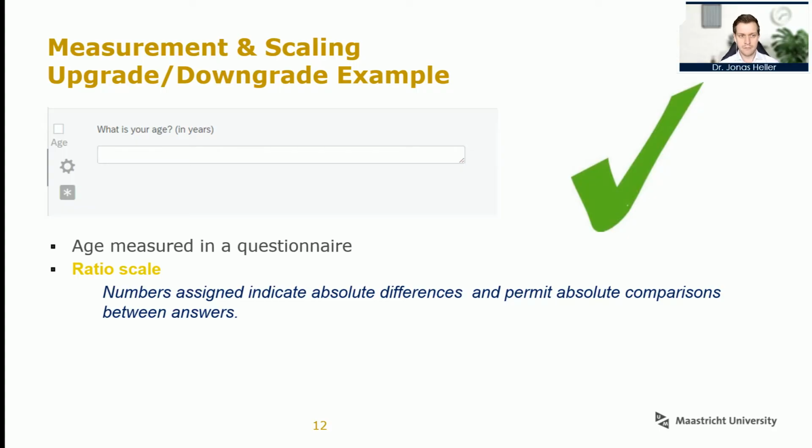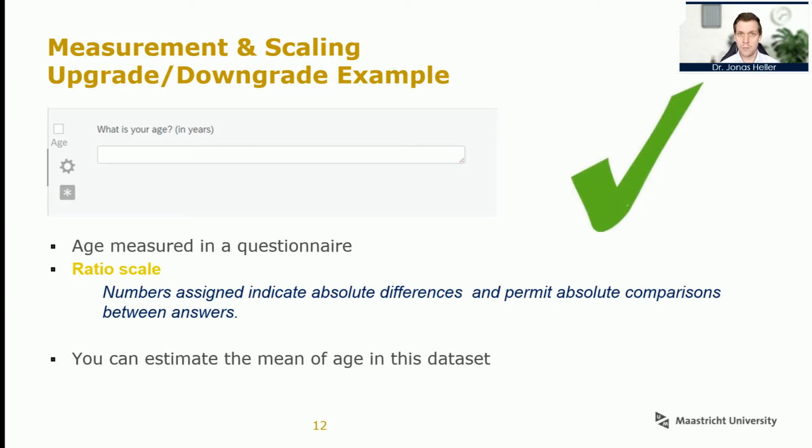You have full numbers that indicate absolute differences between participants, right? We know that someone who is 40 years old is twice as old as someone who is 20 years old. And it also permits absolute comparison between answers. We have a true meaning for 0, right? No one will be older than 0 years. No one will be younger than 0 years. And we can estimate the mean of the age of all our participants by simply calculating the average of the data set.